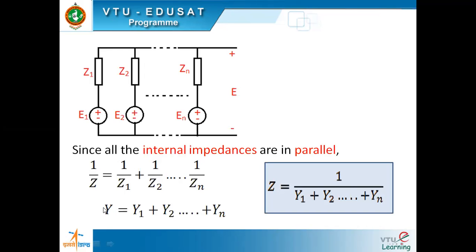So Z is what? Z is 1 by Y. What is 1 by Y? It is 1 by (Y1 plus Y2 plus up to Yn). Is this understood? This is quite a popular proof when it comes to Millman's theorem. Is that okay with you, everybody?